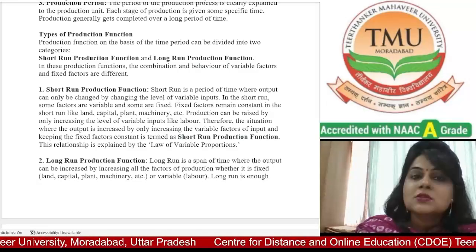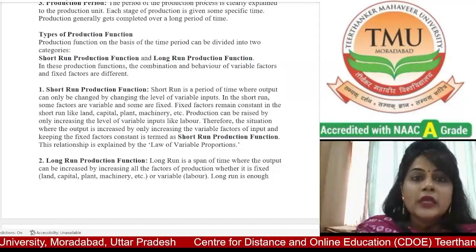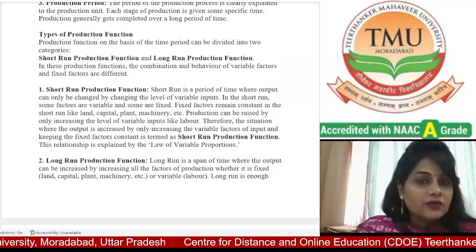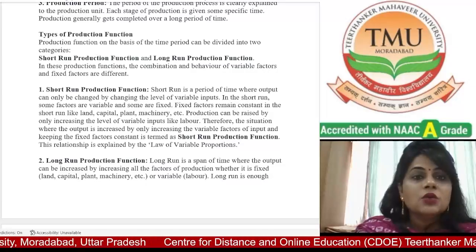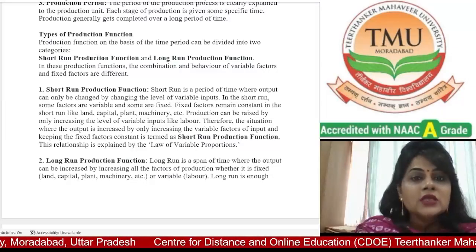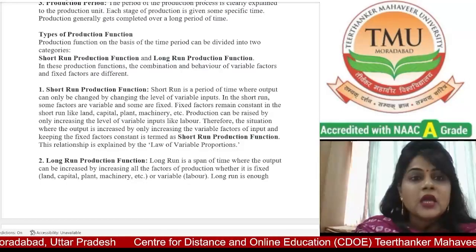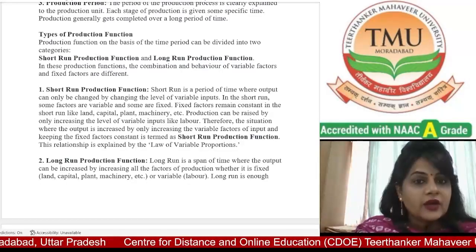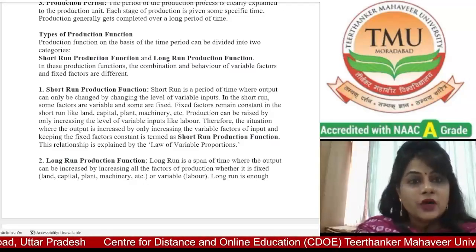Land, capital, plants, machinery, etc. Production can be raised by only increasing the level of variable inputs like labor. Therefore, the situation where the output is increased by only increasing the variable factors of inputs and keeping the fixed factor constant is termed as the short-run production function.